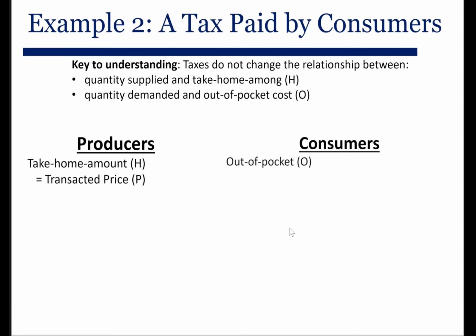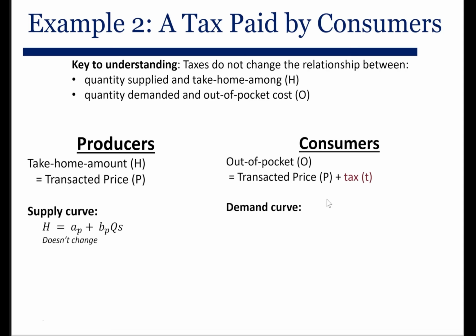So we've got producers, we've got consumers, now the tax is on consumers. This is a positive, they have to pay more. The supply curve does not change because the take-home amount is the transacted price. There's no change on that side.